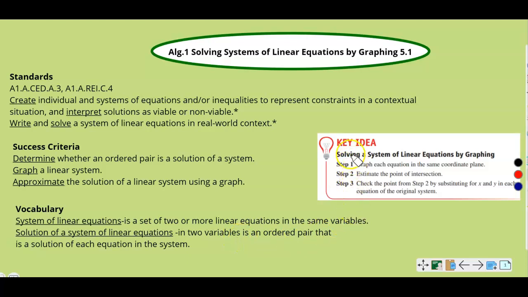All right, key idea: solving a system of linear equations by graphing. These are three steps that you can use in order to make sure you are successful. First, you would graph each equation in the same coordinate plane, estimate the point of intersection, and check the point from step 2 by substituting for x and y in each of the original equations. All right, so it says estimate the point of intersection. If you graph your equations in the same coordinate plane, the intersection point would be the solution.